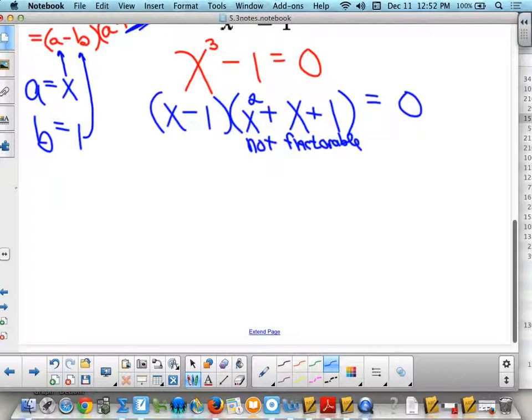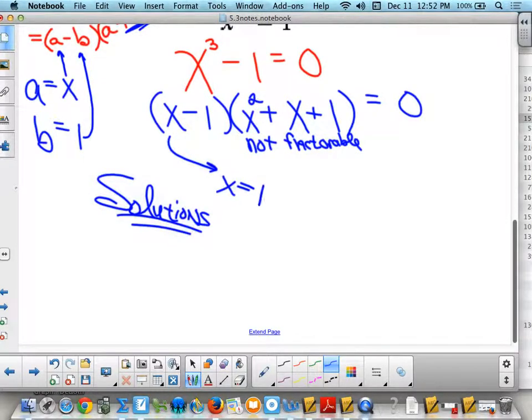I need to know the solutions. Solutions are x equals what? 1. That's an easy one. What's the solution to the other one? X squared. 0? Okay, put a 0 in. 0 squared, 0 plus 0 plus 1. 1. Nope. 1. Negative 1. Negative 1 squared is 1. 1 plus negative 1. 0 plus 1. Back to 1. Didn't work.